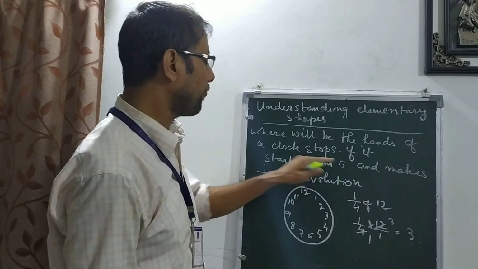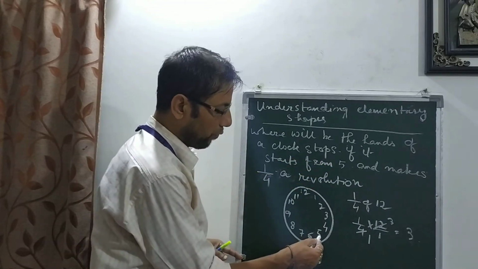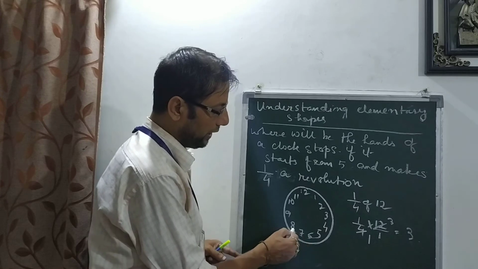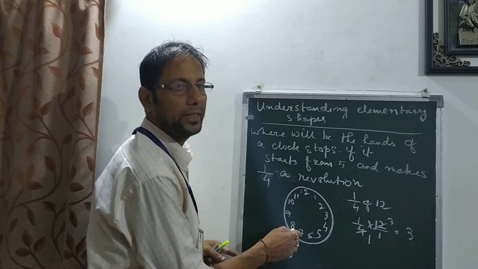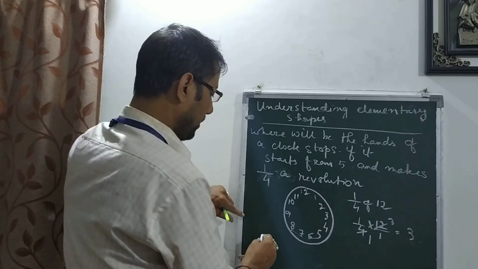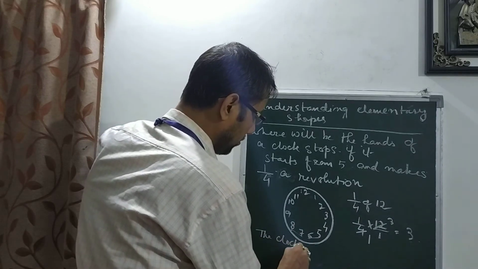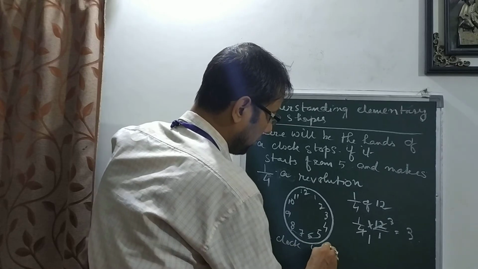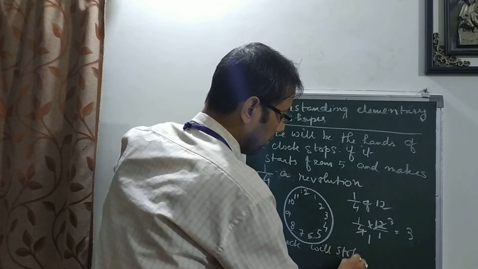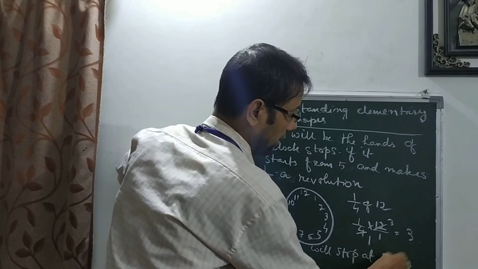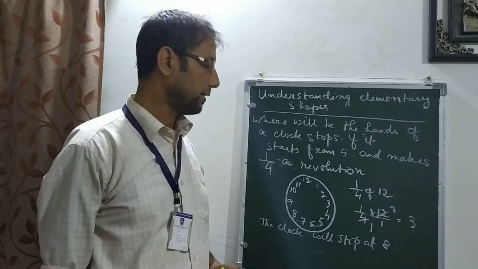So it starts from 5. If it moves 3 parts, 1, 2, 3, that means the clock will stop at 8. Therefore, the clock will stop at 8.